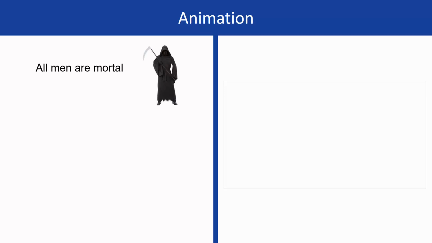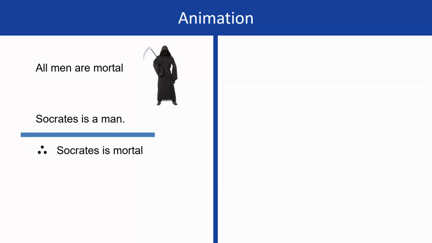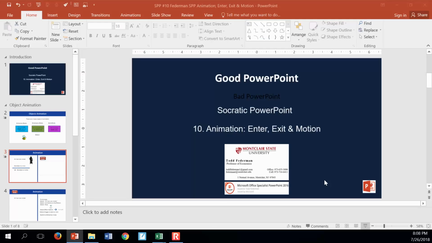All right, let's take a look at an example. All men are mortal. And again, part of the Socratic method, one step at a time. Socrates is a man. Therefore, we can conclude Socrates is mortal. By revealing things one step at a time, you engage your audience. Now, let's go into normal mode and see exactly what's going on with the animation.